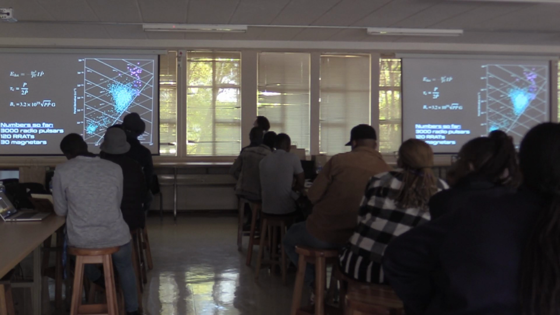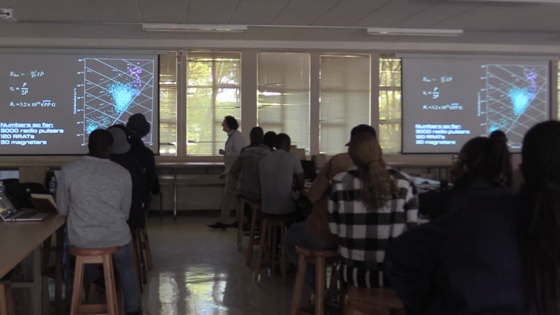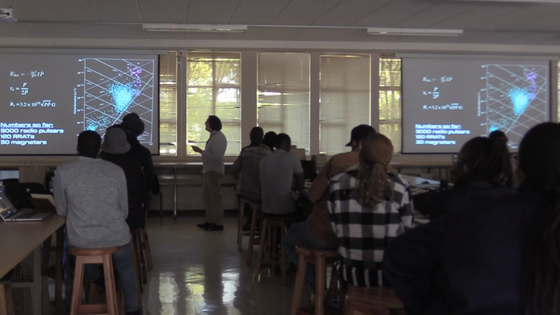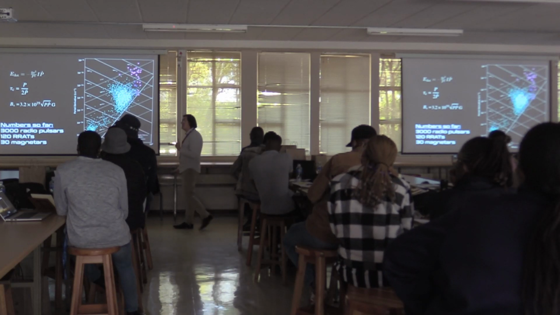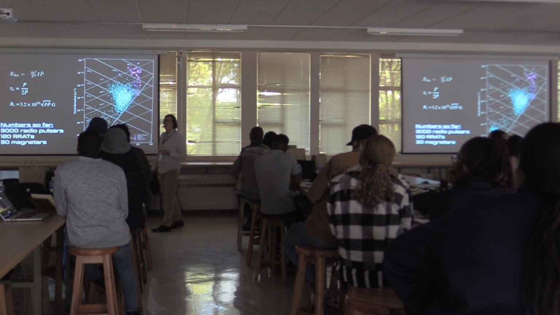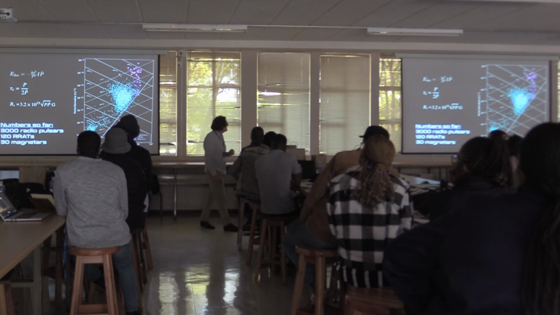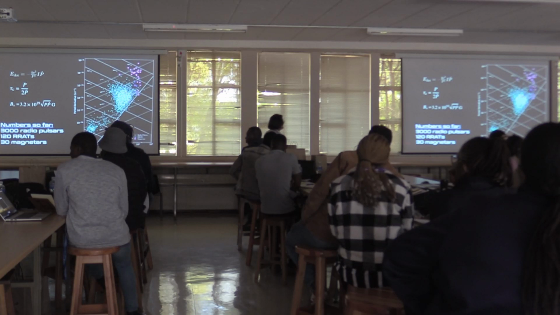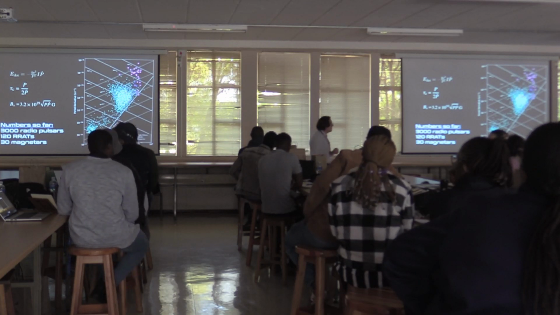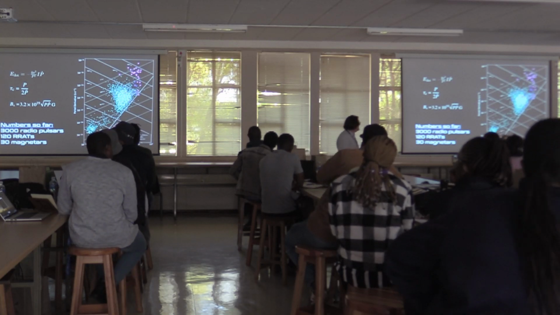So, in terms of numbers that we found so far, Matthew said we had 3,500 radio pulsars. I say 3,000. So I think we can compromise and say 3,250. We also found about 120 RRATs. And only about 13.